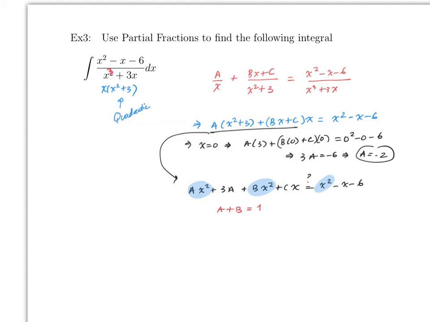But you already know what a is. A is negative 2 from here. So that means that negative 2 plus b has to equal 1, or b has to equal 3. Okay? And now you have a, you have b, you still need to figure out c. And for c, notice that you only have one here with x. So if you match the coefficients, that one is actually not that bad. This automatically implies that c has to be negative 1. So that one was easy.